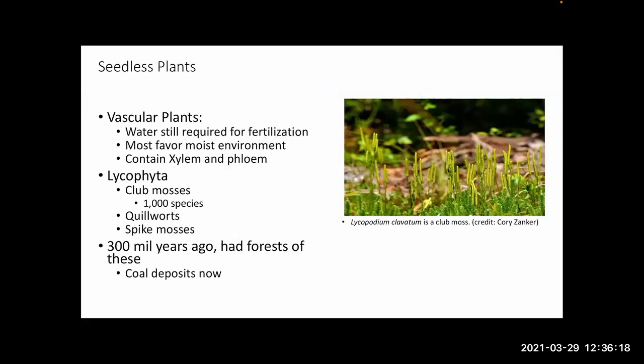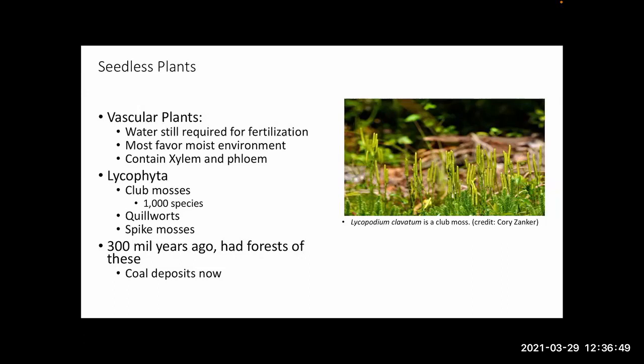All right, so next we're going to talk about your vascular seedless plants. The vascular seedless plants have that vascular system which the bryophytes do not have. But they still need water for fertilization, so they favor really moist environments. And that's why you see ferns growing in your kind of moister environment.